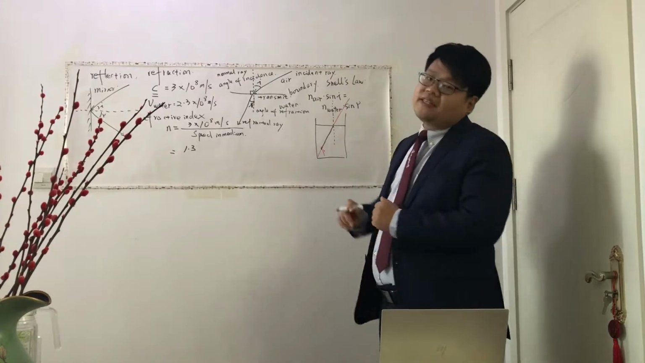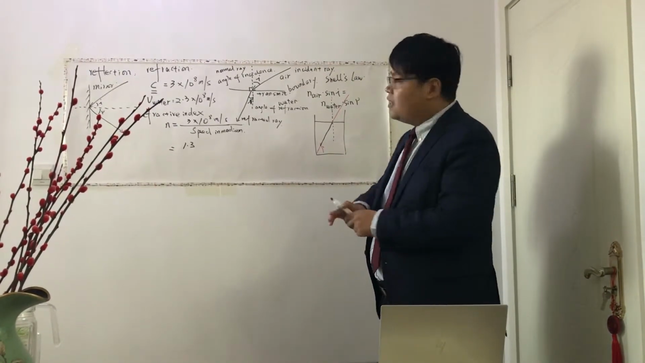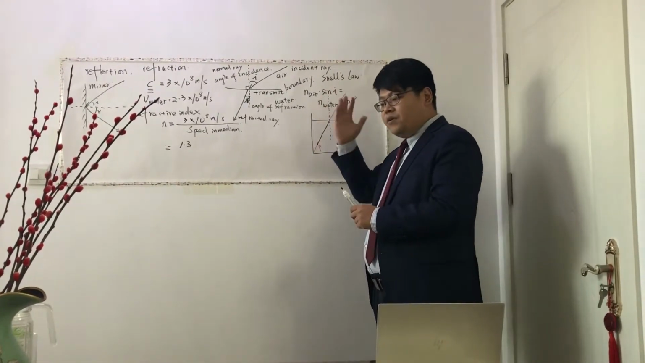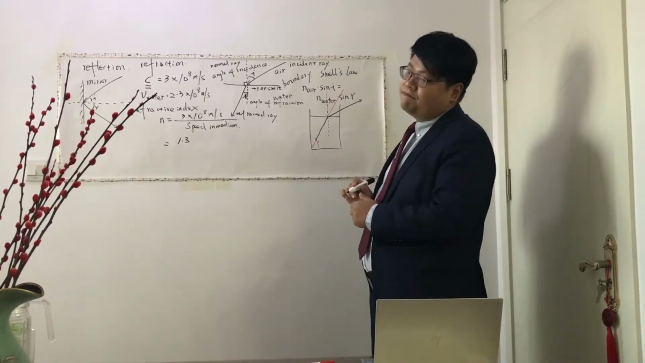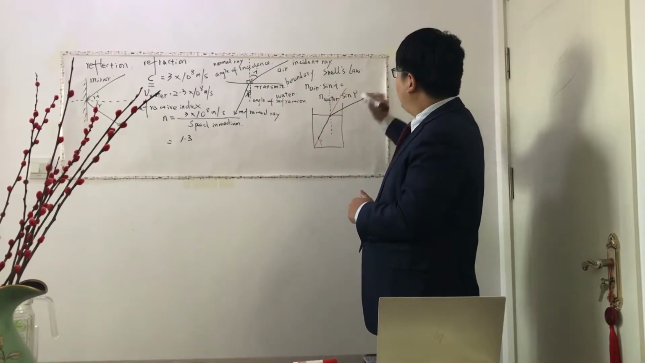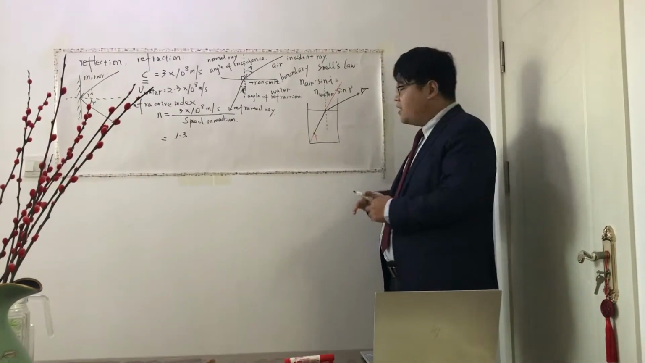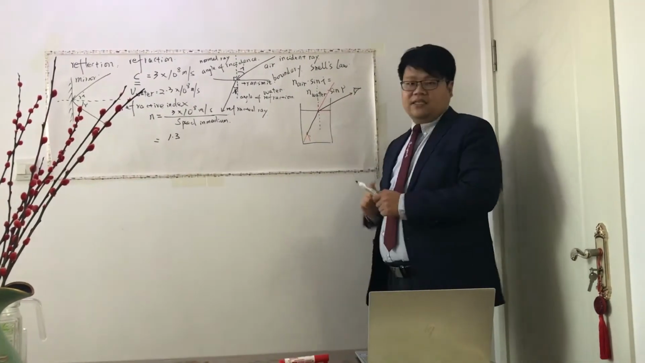Because the refractive index of air is smaller, the angle here will be greater. So the light will travel in this direction. And here is our eye, and we see point P following this path.